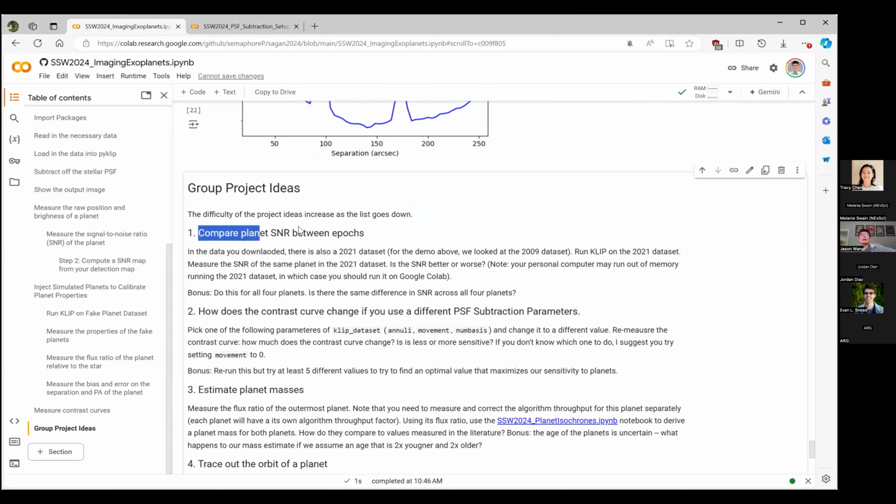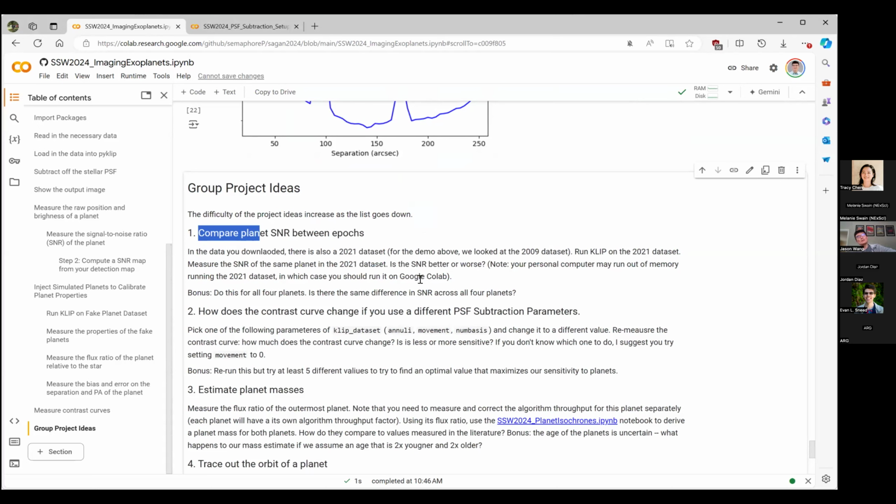But I'm just going to outline briefly what's going to happen for each of these 4. So compare planet SNR between epochs. So in the data you downloaded, there's also a 2021 data set. So run clip on the 2021 data set, measure the signal to noise of the same planet in the 2021 data set. Is the signal to noise better or worse? And note that your personal computer may run out of memory.